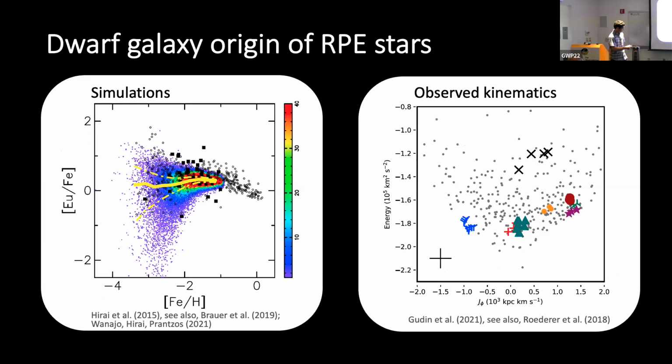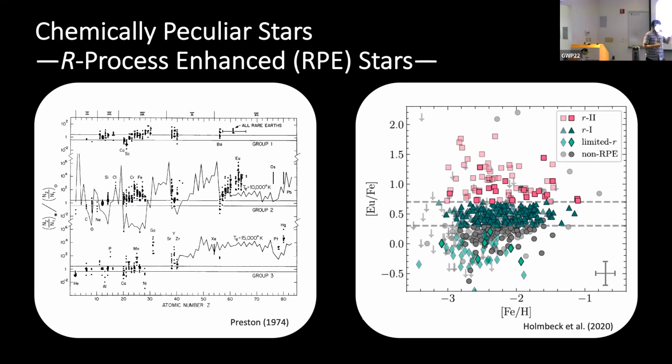The focus of this talk is chemically peculiar stars, especially the R process enhanced stars. As you know, chemically peculiar stars are very important to understand stellar evolution, nucleosynthesis, and galaxy formation, as George and many others in the audience have long made efforts to understand.